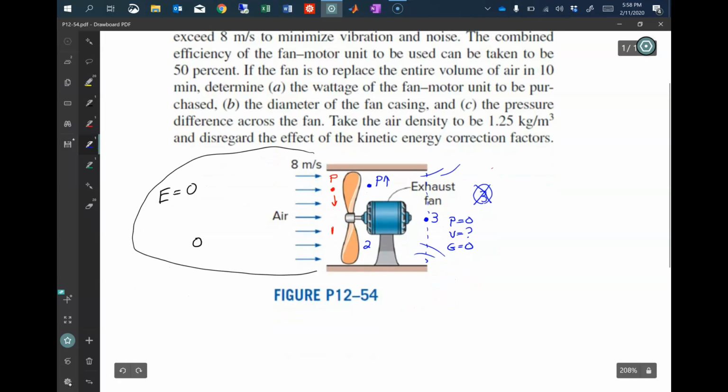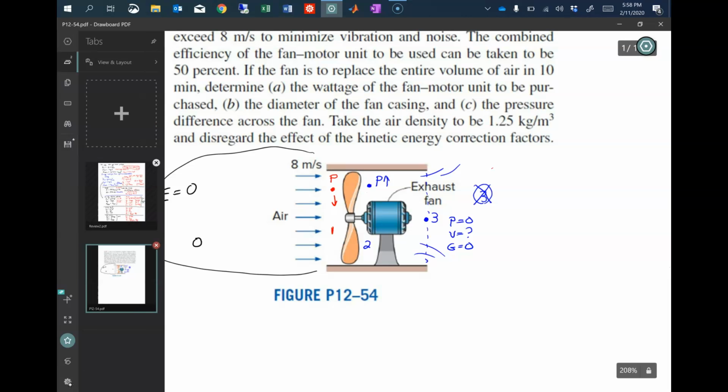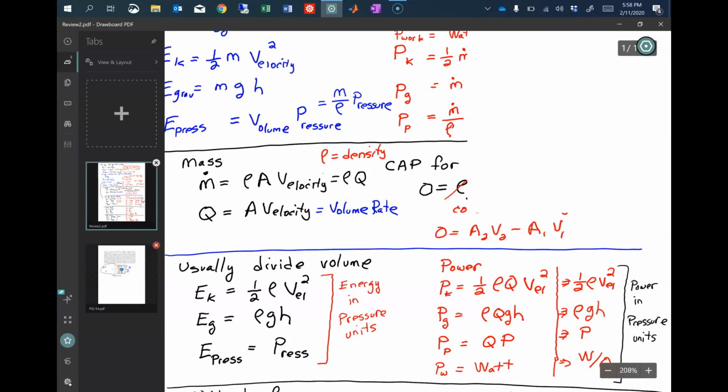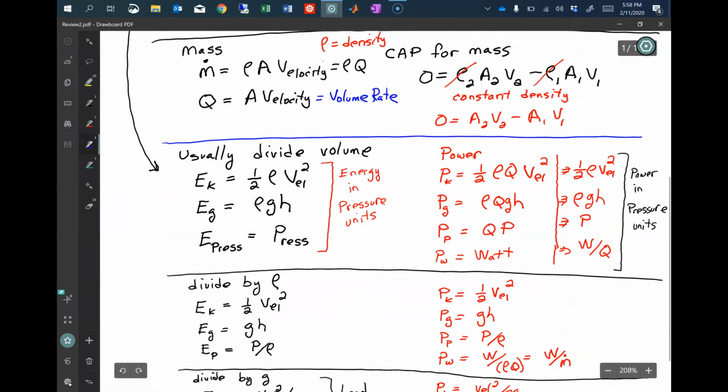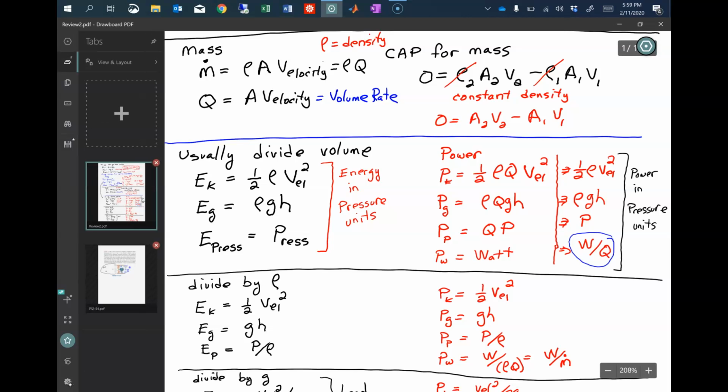Okay. Now, when I write my energy equation, I'm going to use this form right here where I'm dividing by the volume. So I'm going to use the pressure units. When I'm dealing with the fan, it's going to be the work of the fan over the flow rate. Anyway, that's the form that I'm going to use.